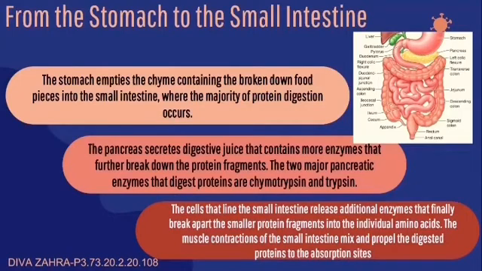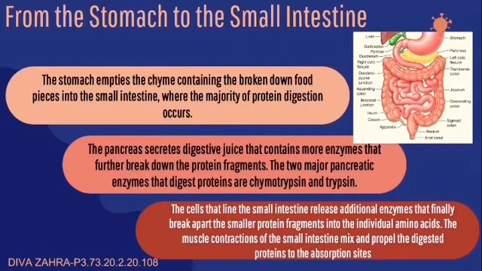Next is from the stomach to the small intestine. The stomach empties the chyme containing the broken down food pieces into the small intestine, where the majority of protein digestion occurs. The pancreas secretes digestive juice that contains more enzymes that further break down the protein fragments. The two major pancreatic enzymes that digest proteins are chymotrypsin and trypsin.